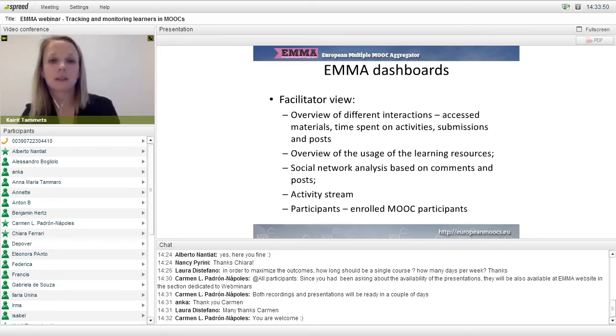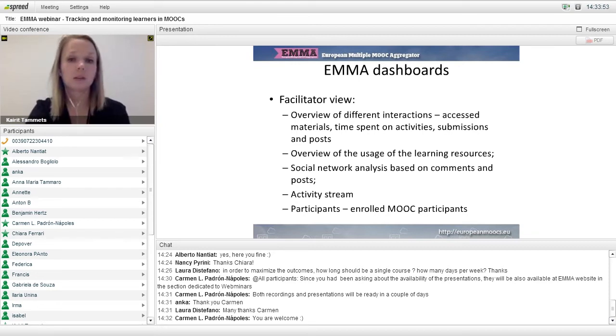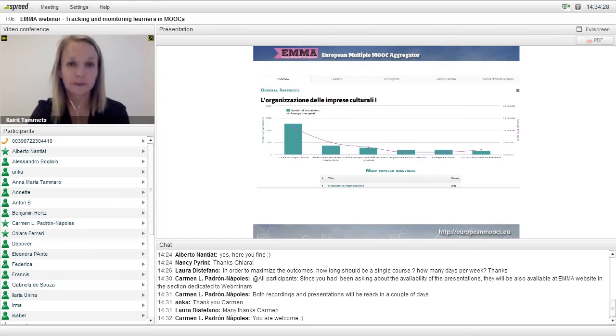Facilitator overview. The facilitator view has some of the same views as the student, for instance, social network analysis, activity stream, and enrolled users. But the facilitator can have a more in-depth overview of what is happening in different lessons. And this is an aggregated view of the users. It is not possible to see what individual users are doing, because in MOOCs there could be thousands and thousands of users, so an individual view probably does not make sense in the MOOC context.